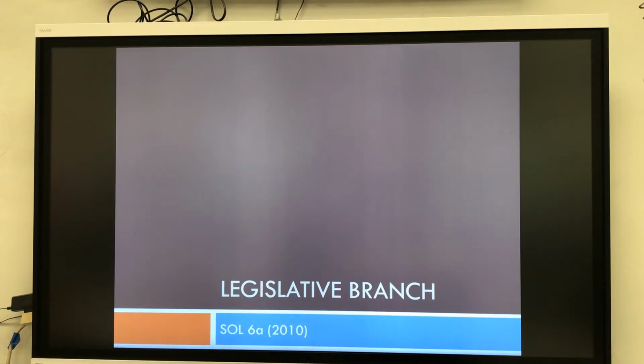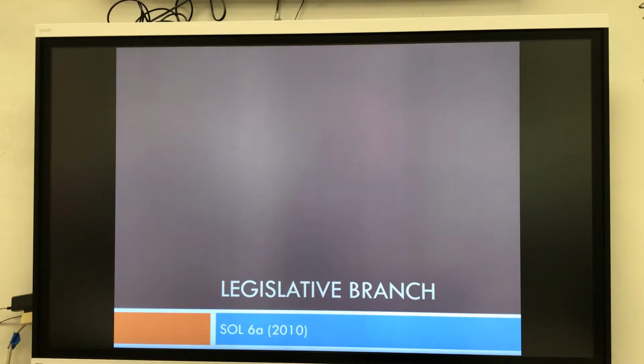All right, guys, today we're going to be looking at three different sections of notes here for SOL 6A. So you will need to label these as three different sections of notes. We'll be looking at the three branches of government. We've got the legislative branch today, and then tomorrow we'll be looking at the executive branch. And then the third section will be the judicial branch.